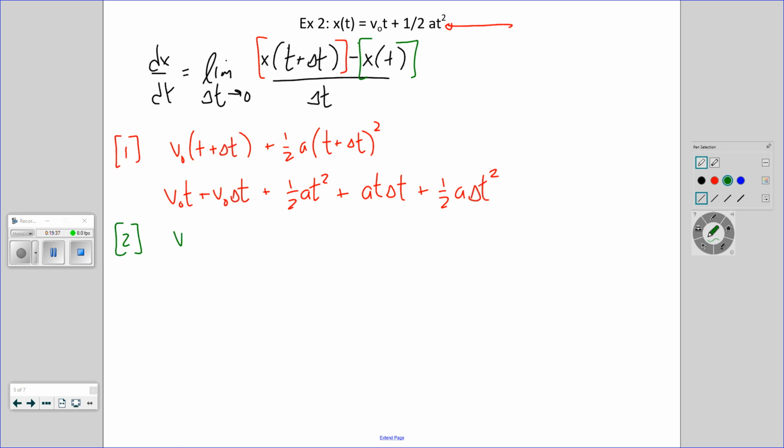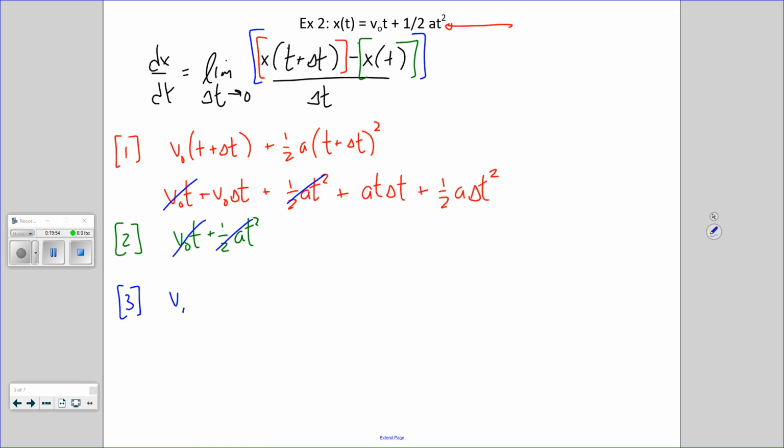That is v naught t plus 1/2 at squared. If we were to take the difference, that goes with that, this goes with this. So 3 says we have V naught delta t plus AT delta t plus 1/2 a delta t squared.